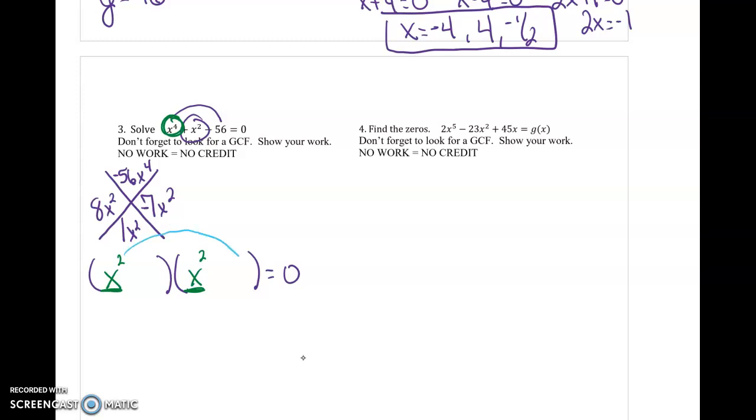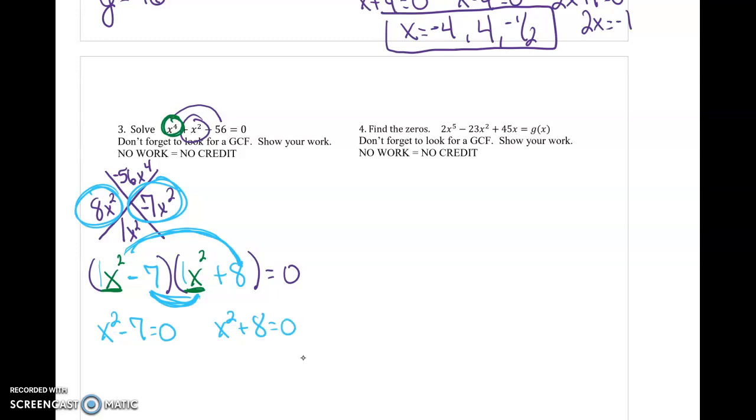And if I draw my face, I call it the face, then with this invisible 1 times what? 1x squared times what could make this? And that would be a +8. And with an invisible 1 there, 1x squared times what could make this? And that's a -7. And now I can take each factor, set it equal to 0, and get my solutions.